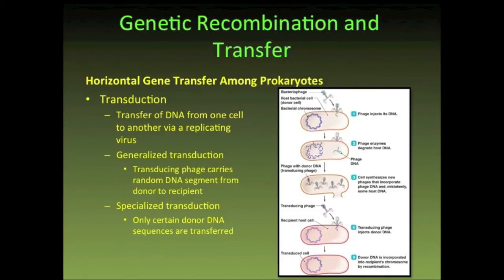Such bacteria include Corynebacterium diphtheriae, which causes diphtheria, and E. coli O157:H7, a strain of E. coli that produces a toxin that causes bloody, life-threatening diarrhea.